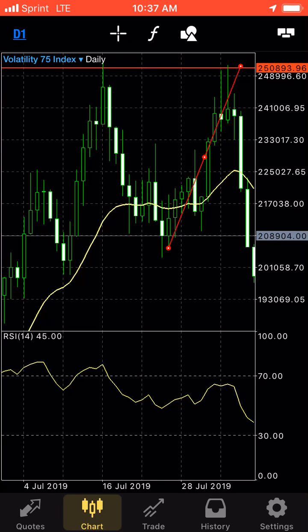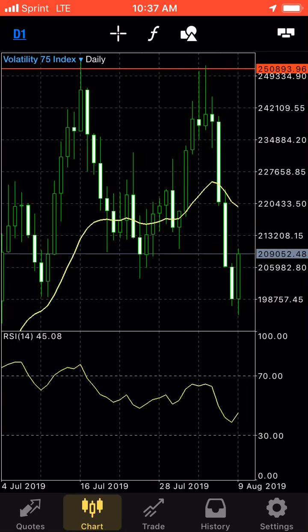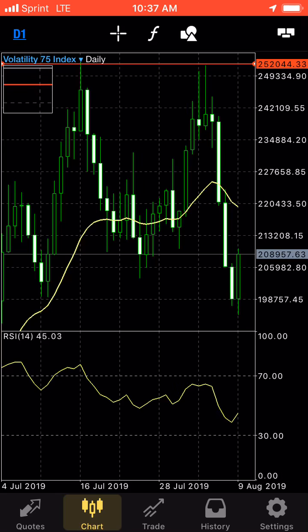So this behavior now shows us that we have a resistance, which is this level. So this is our resistance. But the resistance is right now at the daily.